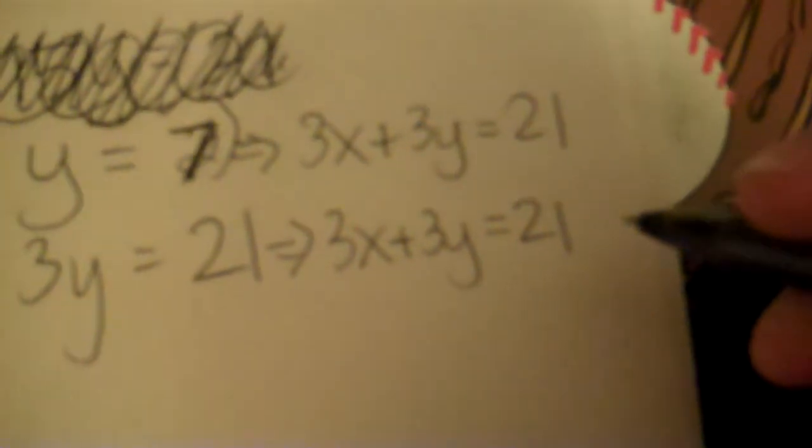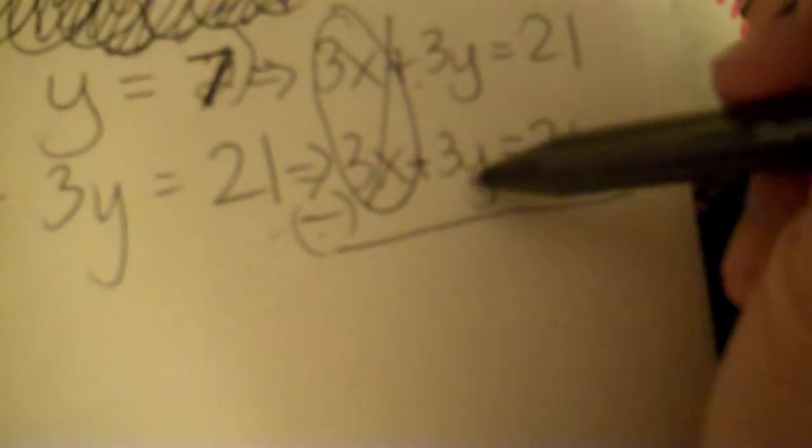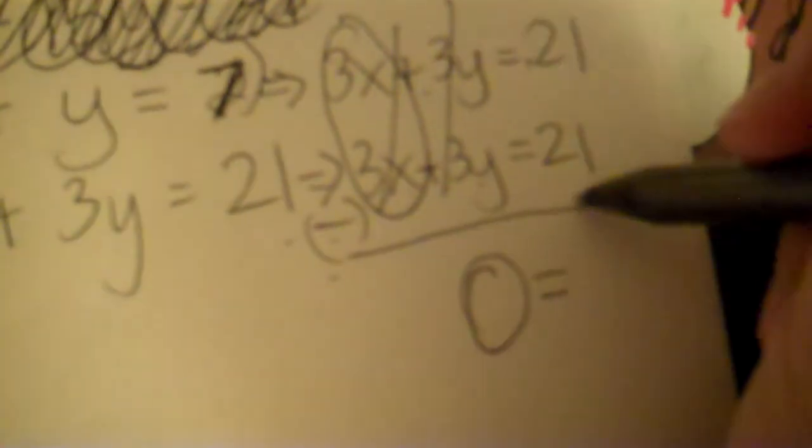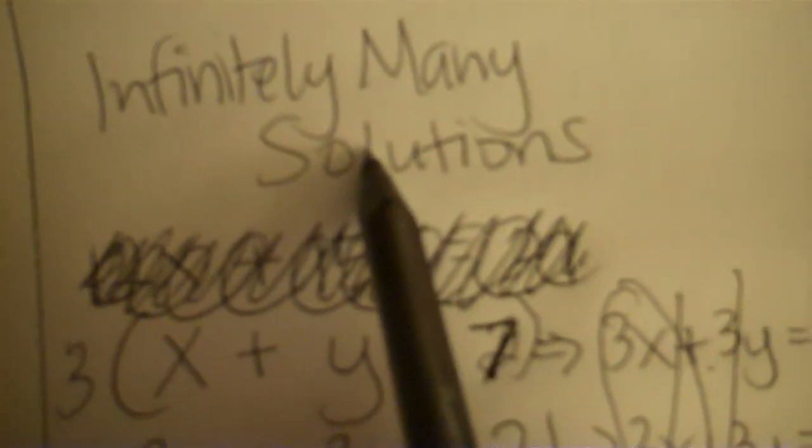Okay, now if you can't recognize this, let's keep going. Same sign, we subtract because they're both positive. So 3 minus 3, gone. Positive 3 minus positive 3 is also gone. So on this side here is nothing. What about 21 minus 21? That's also gone. So is this true or false? Yeah, 0 does equal 0. It's true. So that means that there are infinitely many solutions.